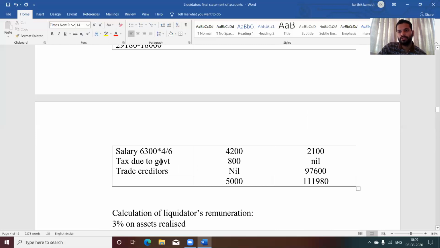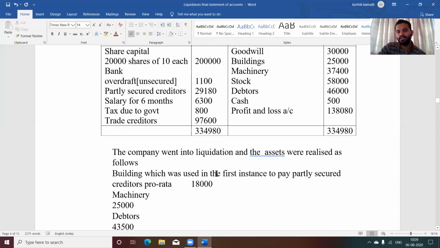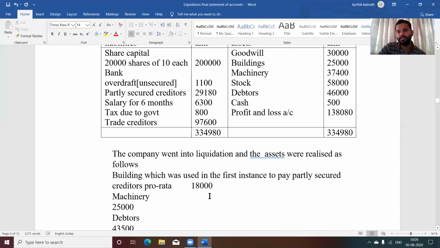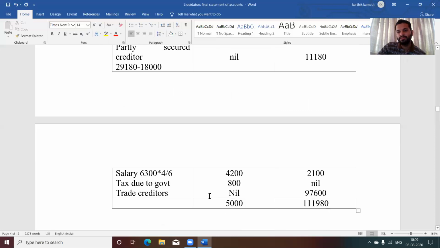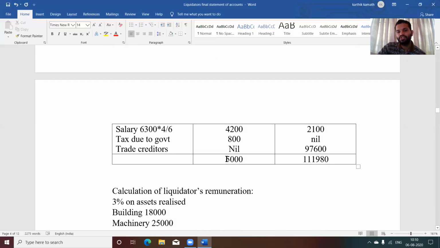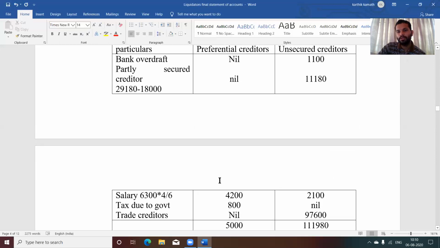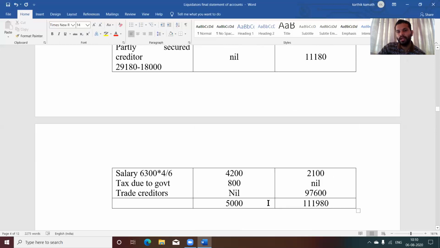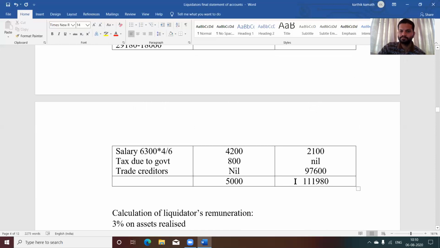Tax due to government, of course, is to be paid before making any other payment. So it is preferential creditor, 800. Trade creditor, anyway, is unsecured creditor, directly given in the question, 97,600. Now you make the total of preferential creditor: 4,200 plus 800, 5,000, and unsecured creditor total 1,11,980. So this is the working note number 1.